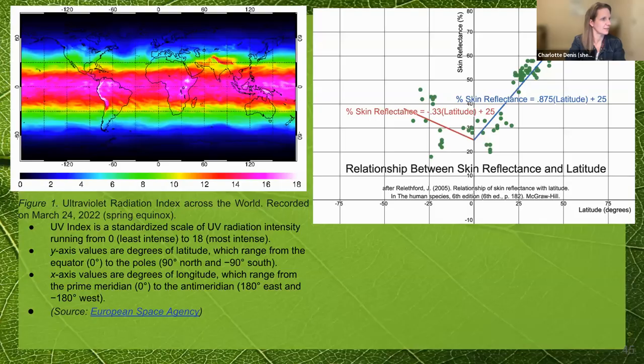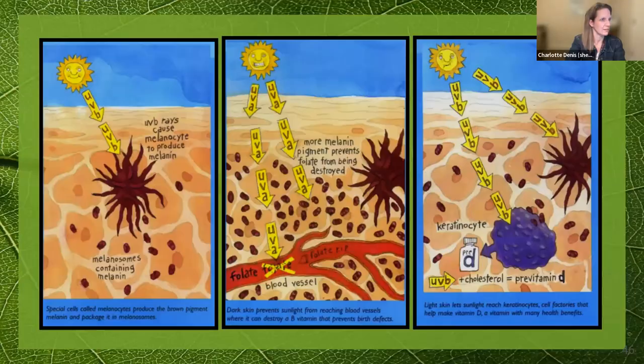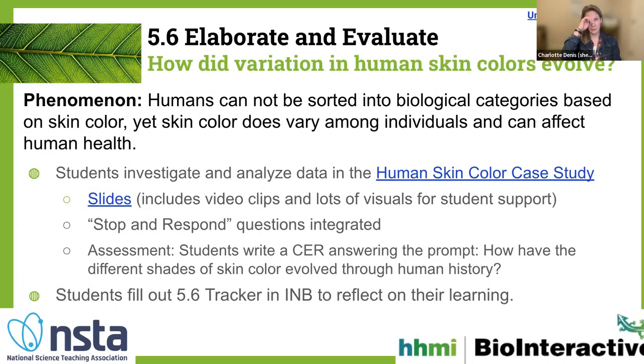Let's see, did I hit everything there? I talked about the case study library. Any questions about the human skin color case study task? There are lots and lots of supporting materials on the HHMI BioInteractive site. The science is complex, but I find that it's worth it to struggle through that with students to make sure that they understand why they are the way they are.